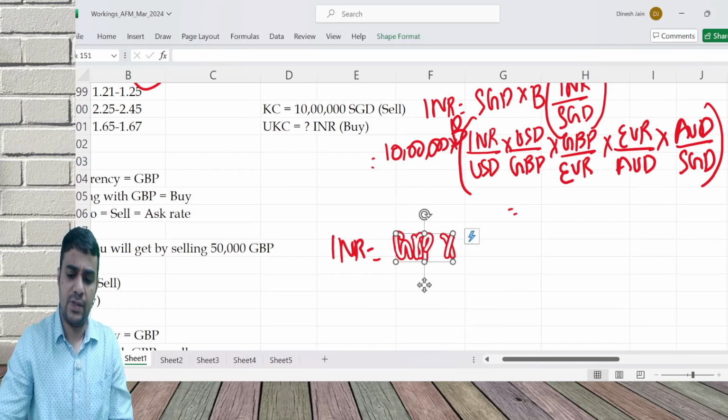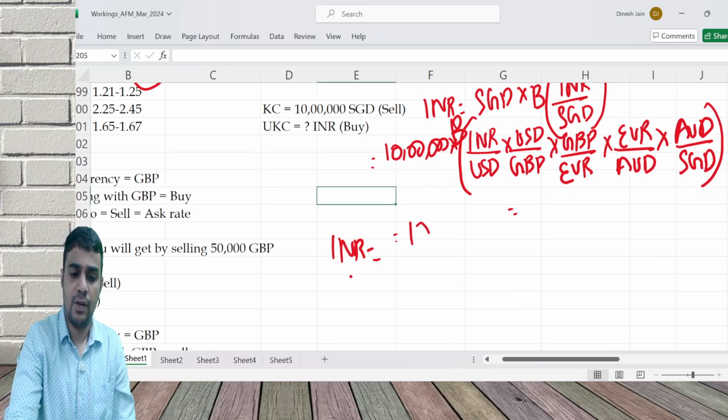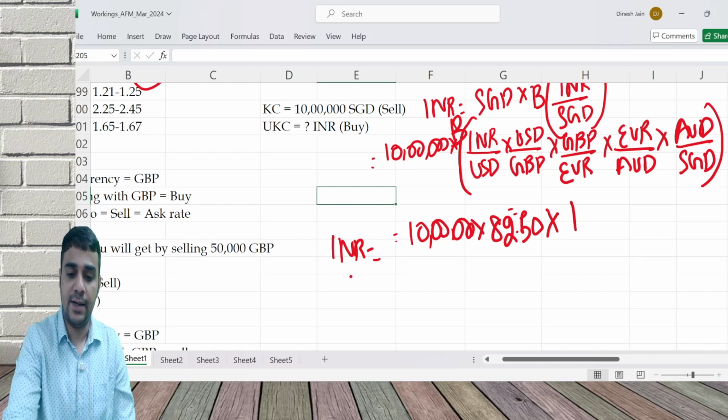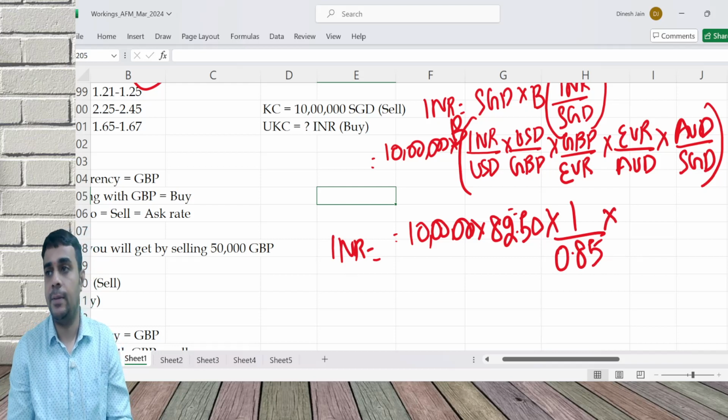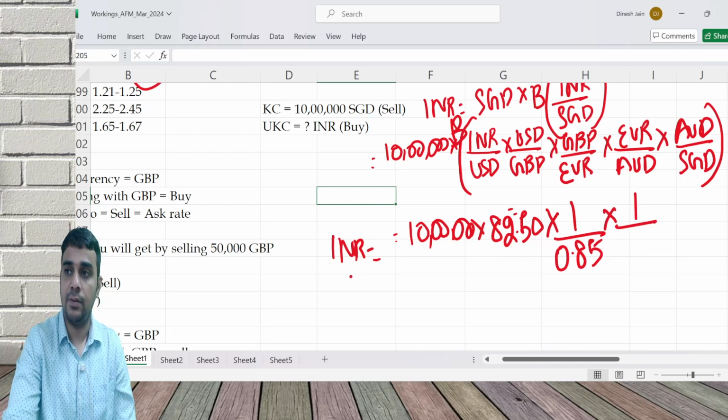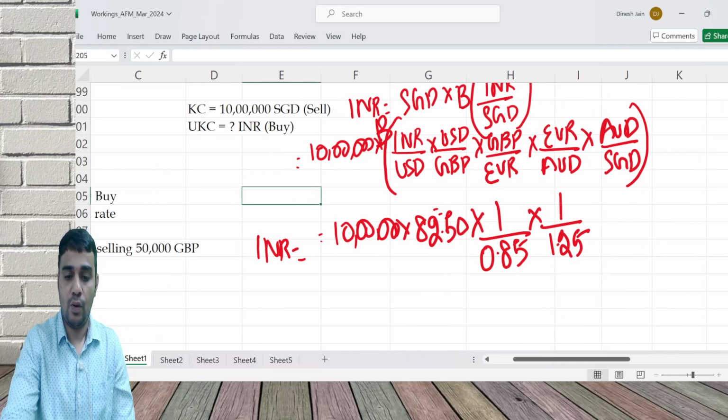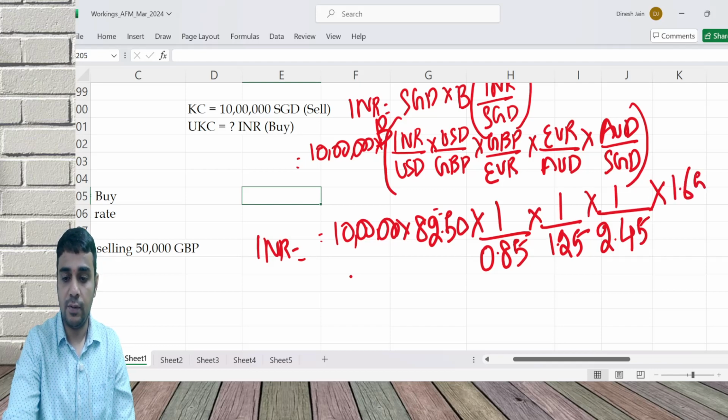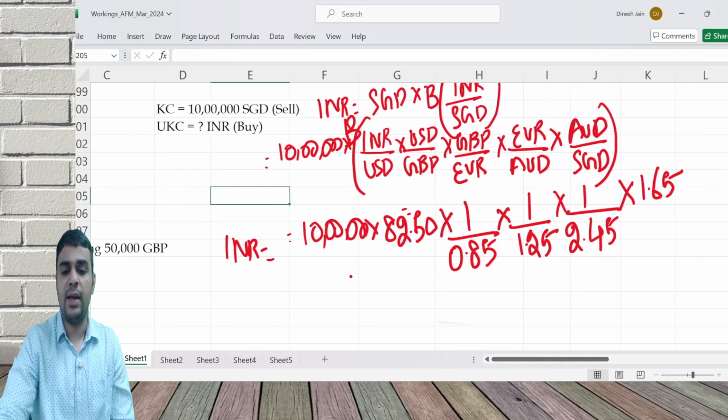Is the INR per USD there in the question? How much is the bid rate? 82 point. USD per GBP there, 1 by ask rate is how much? GBP per euro there, 1 by ask rate. Euro per Australian dollar, 1 by. AUD per Singapore dollar, how much? This is what the calculation is.